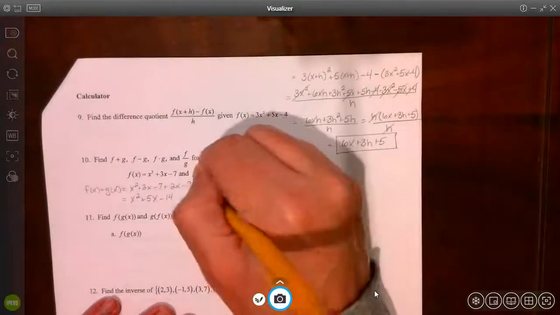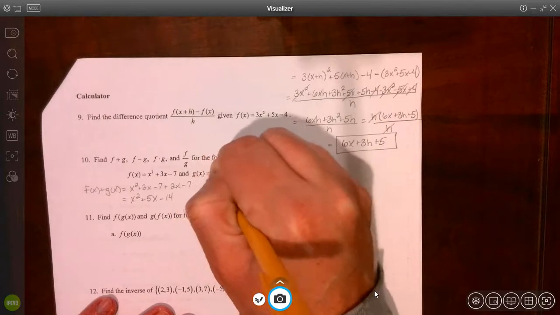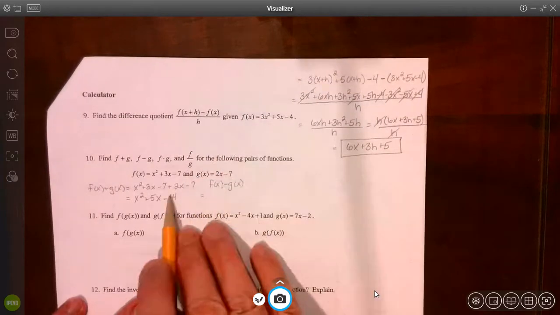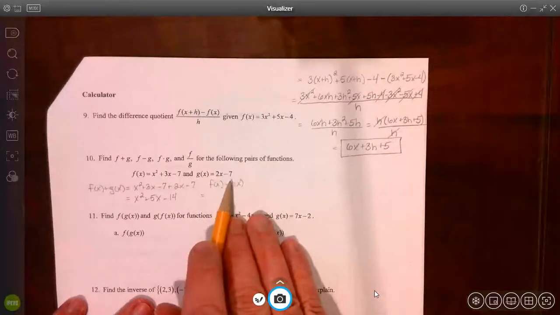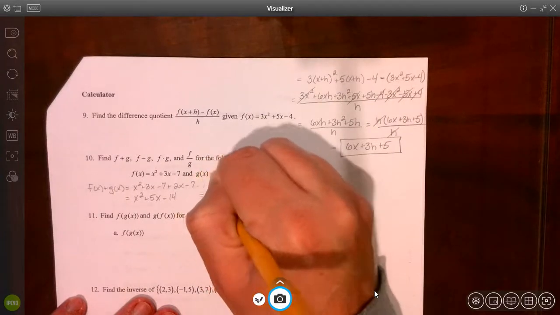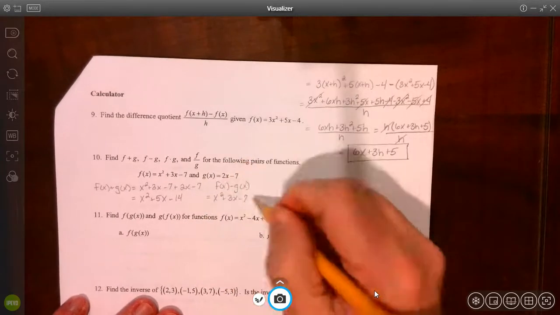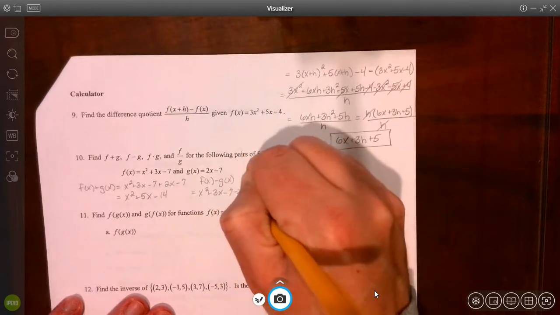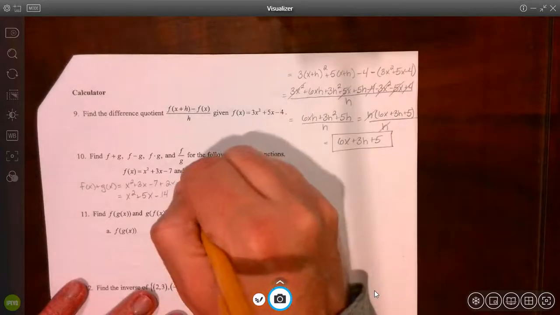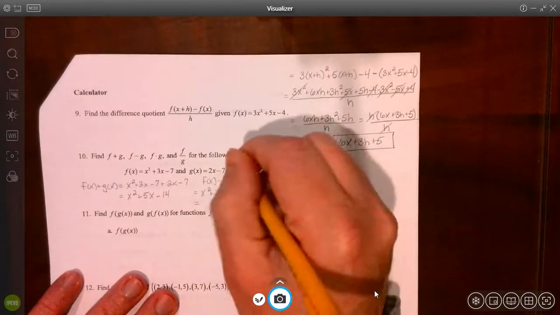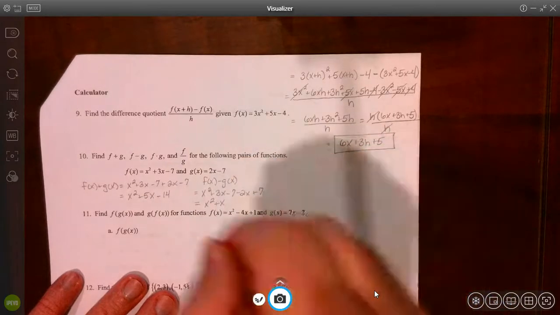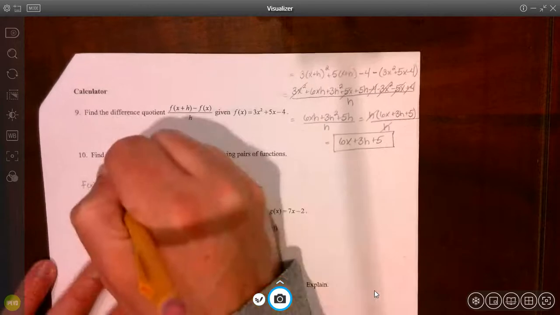All right, for subtraction, we do the same thing, except now when we subtract, we need to be careful to put parentheses around our g of x so that we remember to distribute that negative to the whole thing. So we're going to get x squared plus 3x minus 7. And if I just go ahead and distribute the negative to this, I'll get minus 2x plus 7. Now again, it's just simple combining like terms. So we will get x squared plus x, and my minus 7 and plus 7 cancel, so that would be my answer there.